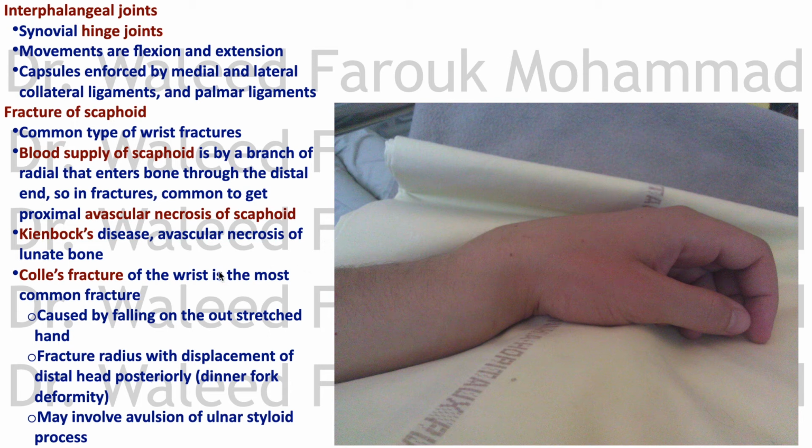The common fracture of the wrist is the Colles' fracture, the one you see here. See this dinner fork deformity? It's a fracture involving the distal end of the radius, with posterior displacement of the distal end of the radius. This is the dinner fork deformity in Colles' fracture.